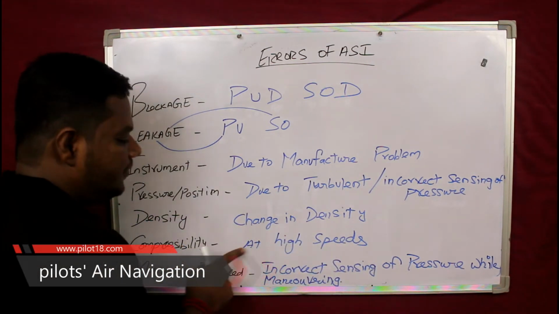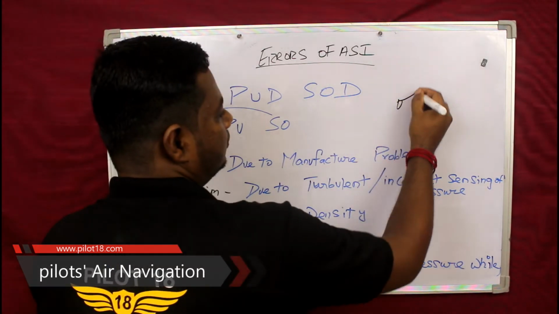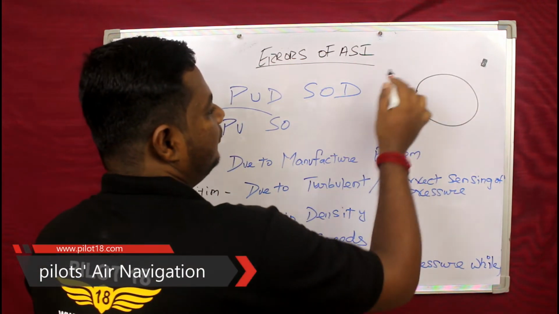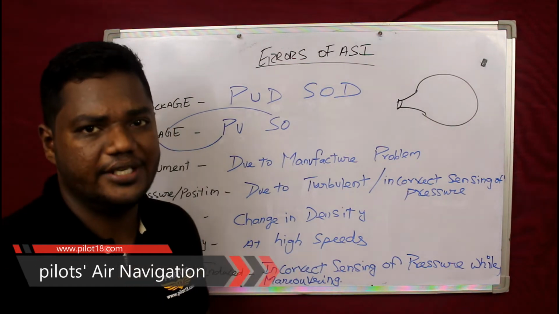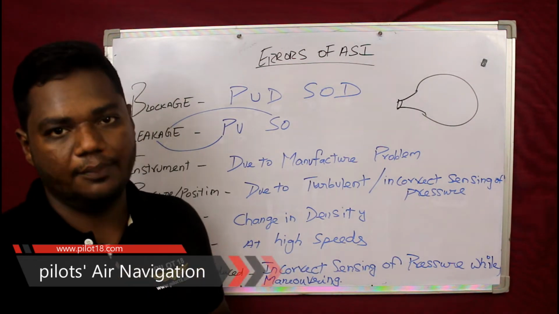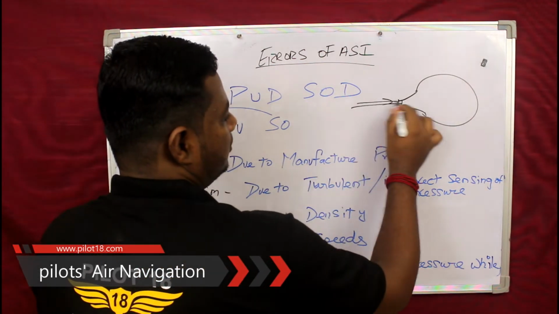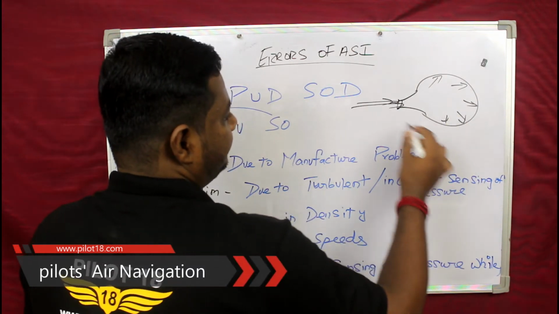Compressibility. This error will occur at high speeds. For example, let's take a balloon. Now, when we are going from 200 knots to 300 knots, air is incompressible. Air is not compressible. However fast it goes, that much expansion it is going to give.